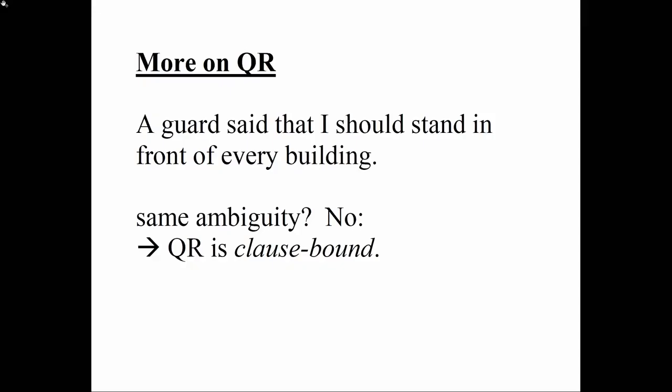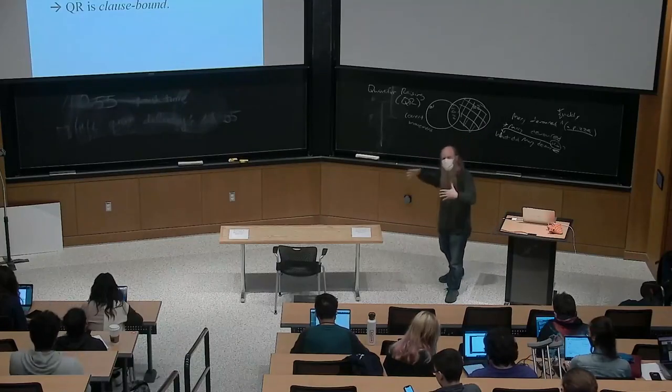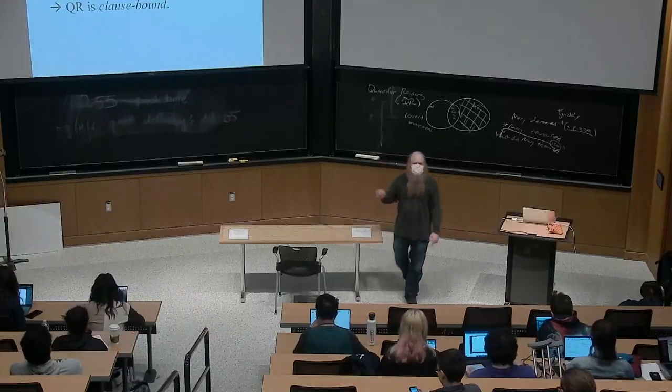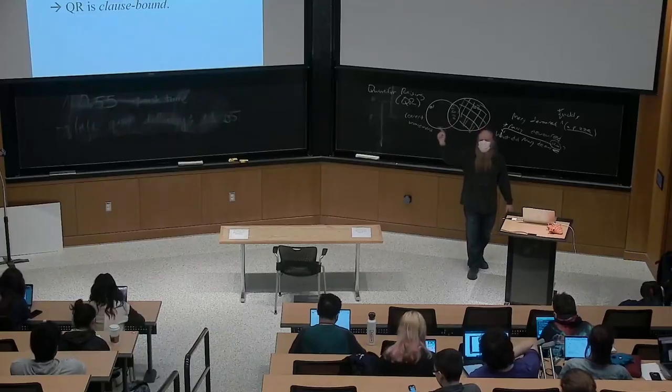Well, if we believe in QR, we have an answer to that. We get to say, what's special about this example and distinguishes it from the examples we had before is that a guard is in the matrix clause, and there's an embedded clause, an embedded CP, that I should stand in front of every building. Yeah, that's an embedded clause. Is that clear? Should I draw a tree? So say is taking as its sister a CP, that I should stand in front of every building. And what we're learning is that although there is this optional operation, QR, that can get one quantifier past another, it can't get you out of a clause. We're going to have to figure out what counts as a clause, but apparently this counts as a clause. There's some limitation on how far you can QR.